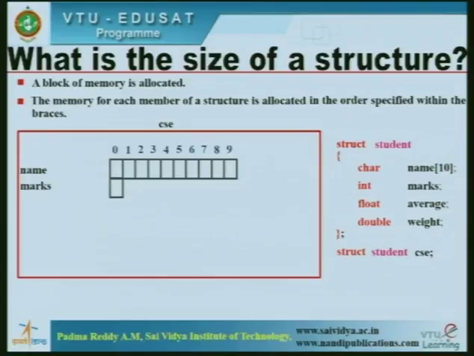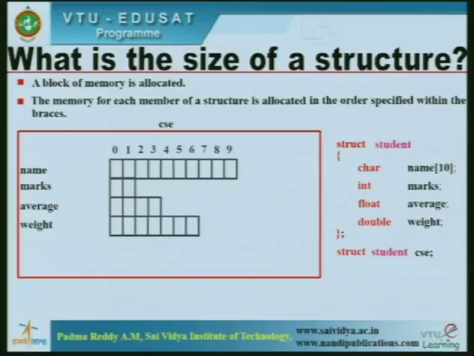Then marks takes how many bytes? 2 bytes, because marks is of type integer. And then we have average. The average takes 4 bytes, because average is of type float. But there is one more field called weight. Now tell me, what is the size of a double? If it is a 16-bit machine, then the size of double will be 8 bytes. So for weight, 8 bytes will be allocated: 1, 2, 3, 4, 5, 6, 7, 8.